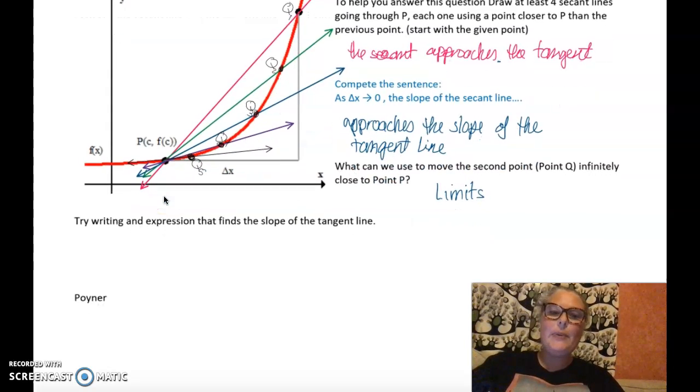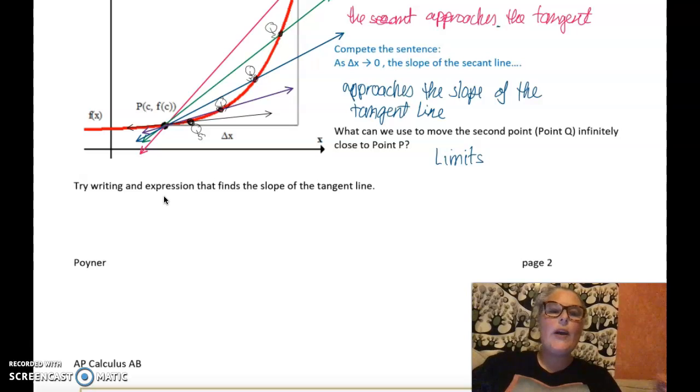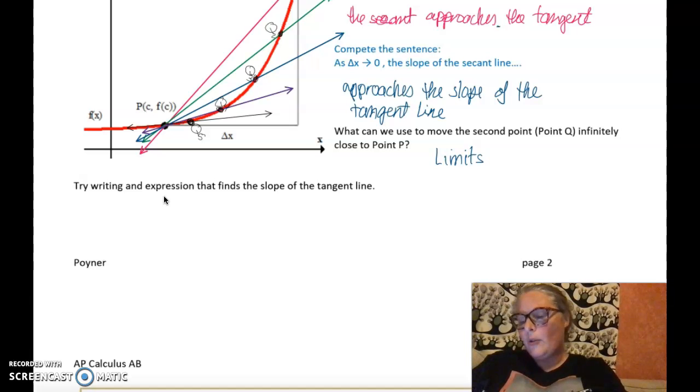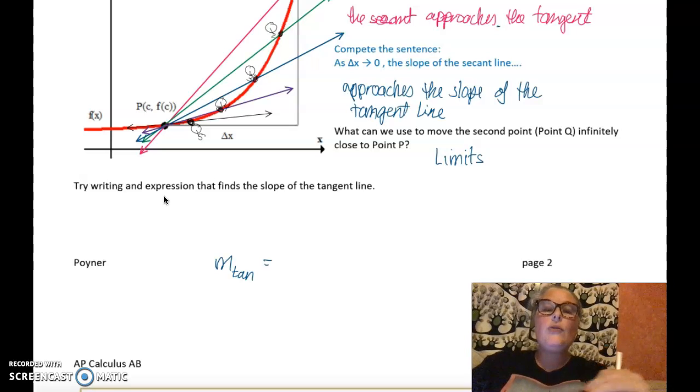So now let's apply that here. It says try writing an expression to find the slope of the tangent line. So I'm going to write here slope of the tangent line equals, and then you're going to try this on your own. The answer is actually on the next page, but give it a shot and see if you can figure it out on your own. You're definitely going to use the slope of the secant line, but apply a limit to it. Let's see how accurate you can get, and then you can scroll down to the next page to check your answer.